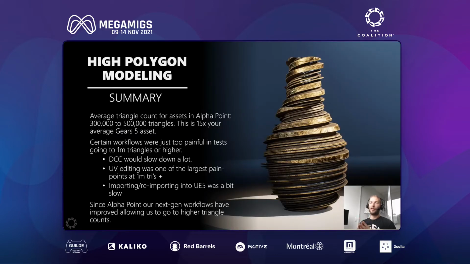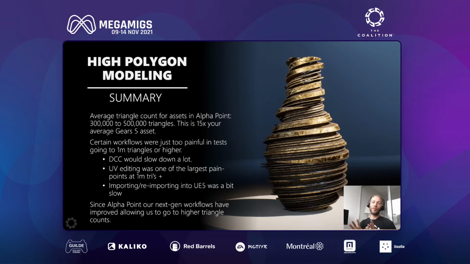So Alpha Point, the average triangle count was 300,000 to 500,000 triangles. This is 15 times your average Gears 5 asset, so already quite high. The assets all did have normal maps. And so certain workflows were just painful in tests going over 1 million triangles. So DCC would slow down a lot. UV editing was really challenging in DCC tools, going over 1 million triangles. Importing into UE5 can be a little bit slower, but it's fine.